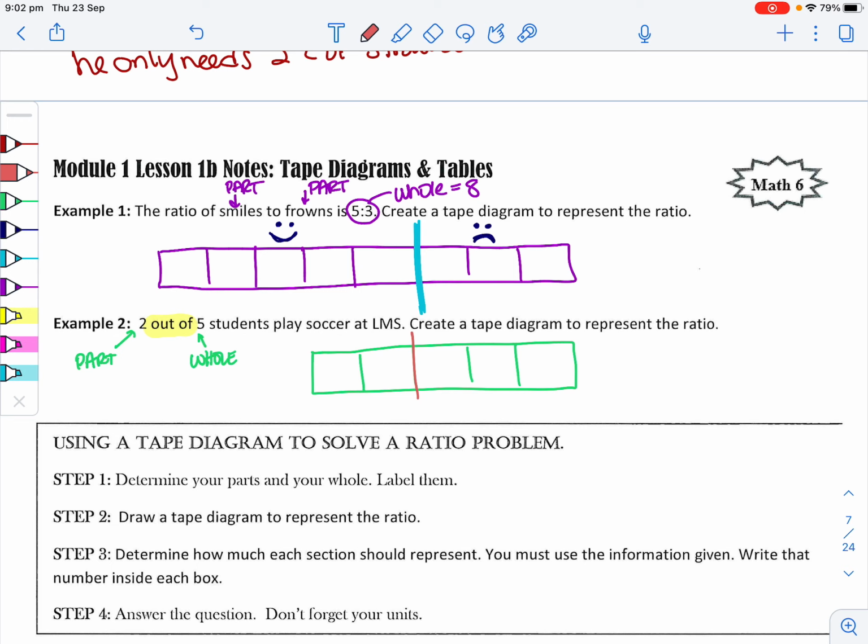And then after the second box, I'm going to do my little line break to show the first 2 and then the last 3. And then these 2 play soccer. Okay, so these 2 play soccer. And that means that these 3 don't play soccer.